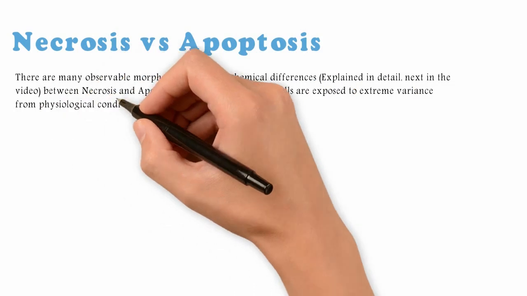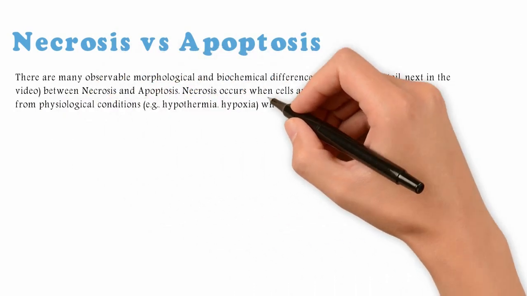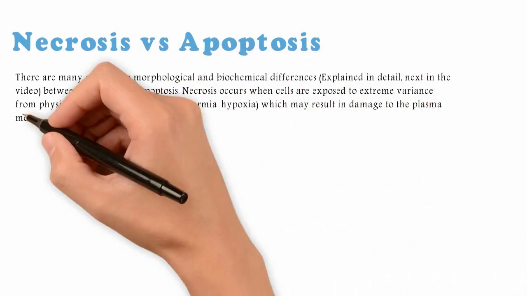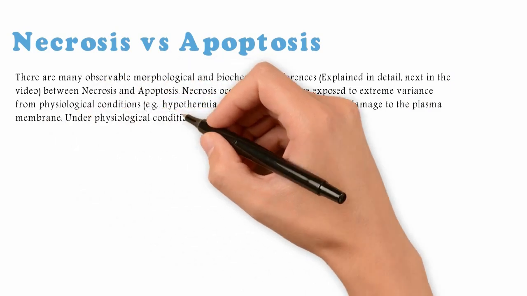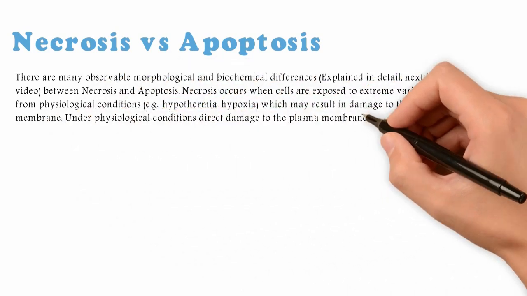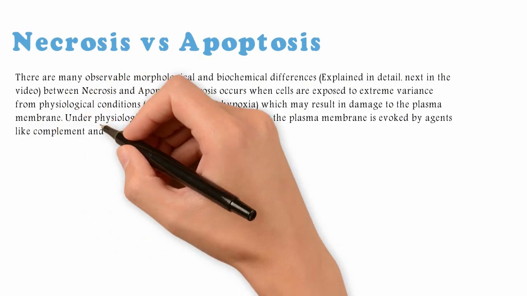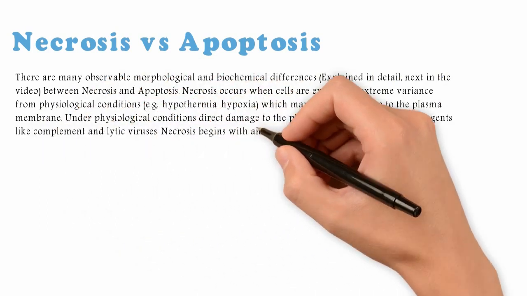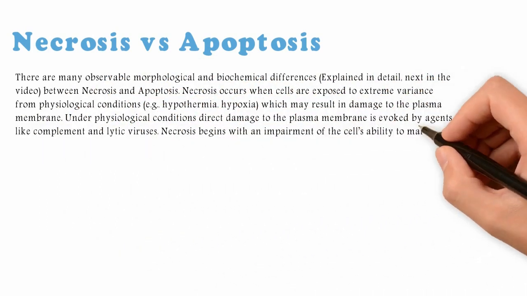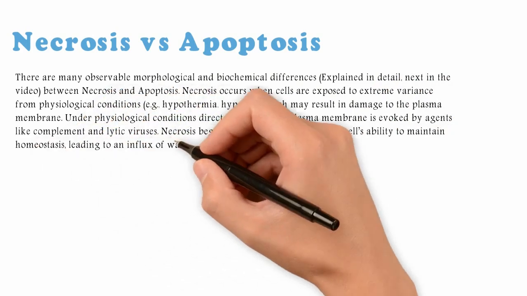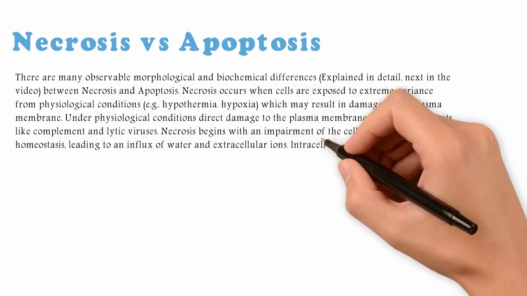Necrosis occurs when cells are exposed to extreme variance from physiological conditions, for example, hypothermia or hypoxia, which may result in damage to the plasma membrane. Under physiological conditions, direct damage to the plasma membrane is evoked by agents like complement and lytic viruses.